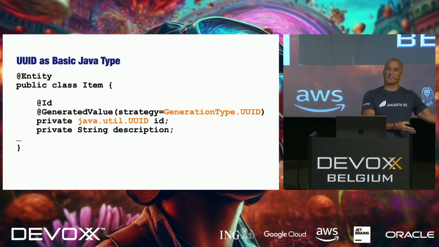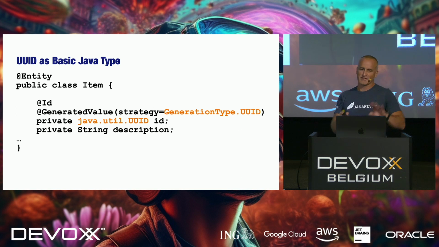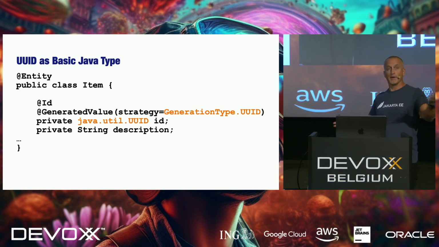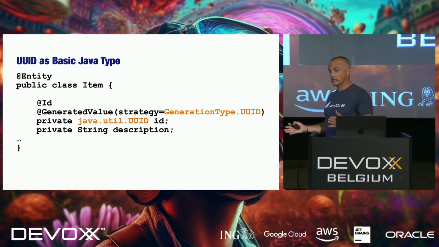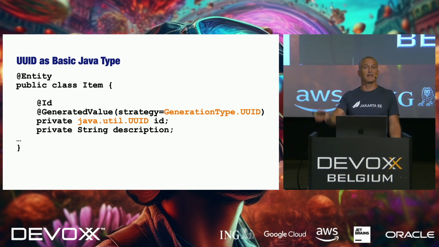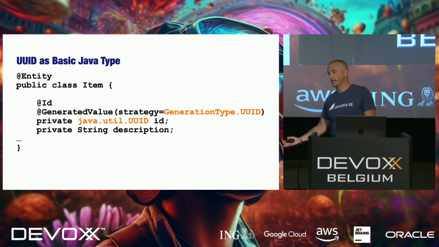And what we did in Jakarta 10 was actually a small enhancement. In Jakarta 11, there will be lots of changes to Jakarta persistence, and you will benefit directly from it in Spring. And this is something you can benefit from today: we introduced UUIDs as basic Java types in Jakarta persistence. That means you can use it, in this case, as a primary key, but you can use it in any field in your entity. And this will work just as well with Spring as with Jakarta EE, because it's Hibernate, and Hibernate is Jakarta persistence.